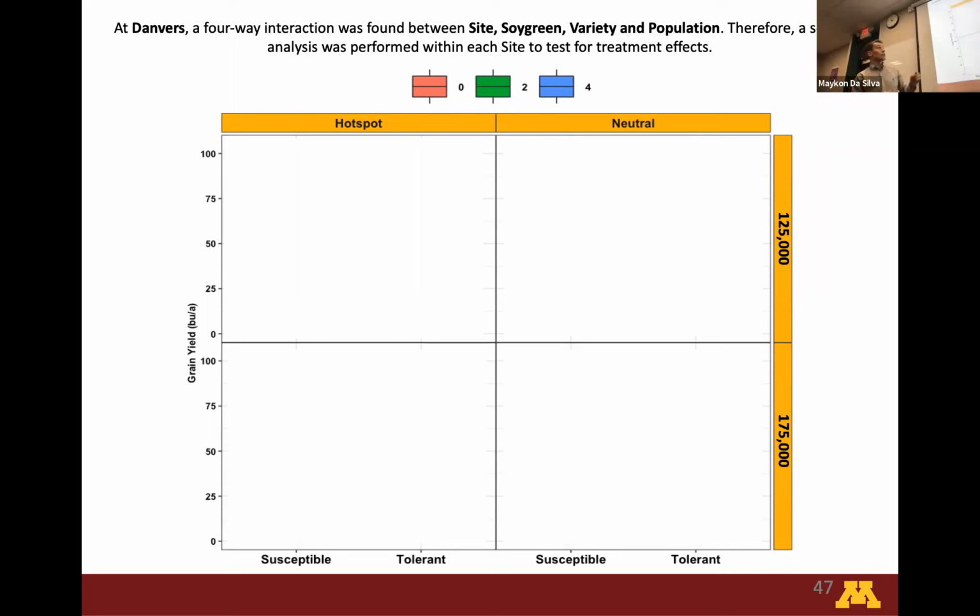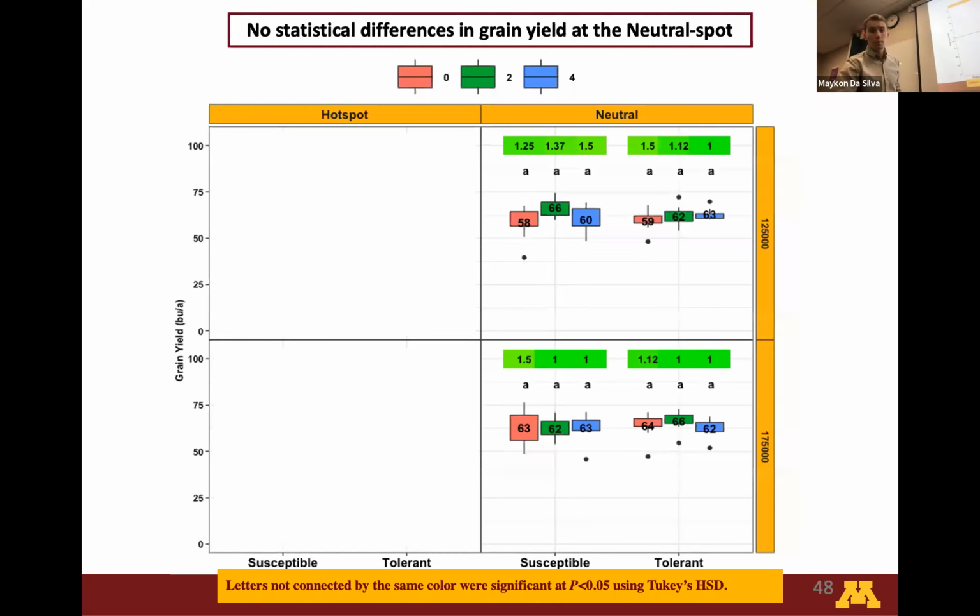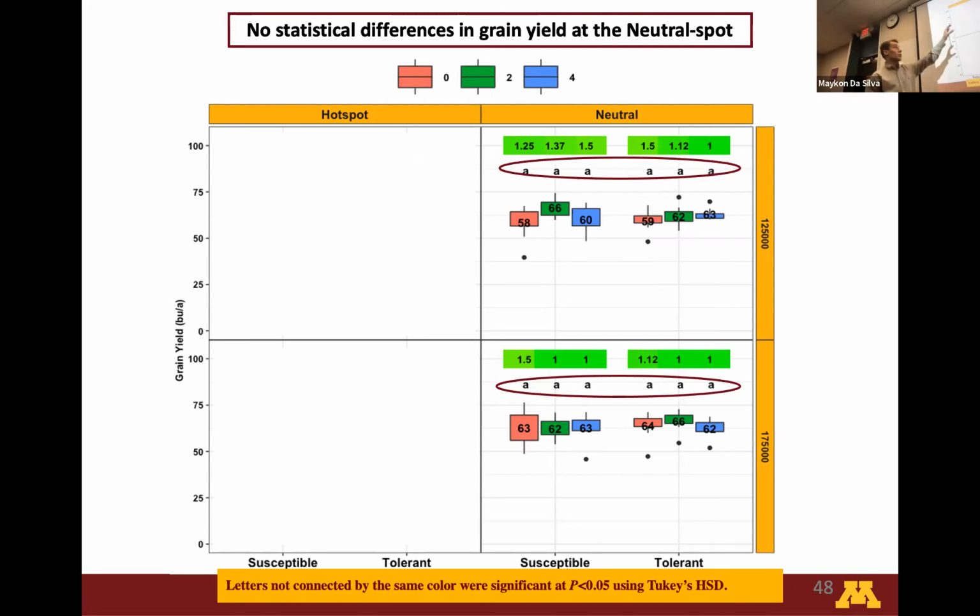So let's take a look first at our neutral site. At our neutral site, we didn't find any statistical differences in grain yield. As we can see, all treatments showed similar grain yields. In addition, IDC symptoms, represented by the green boxes there, didn't vary a lot either, which makes sense. Not a lot of symptoms, not a lot of yield reductions, no differences.